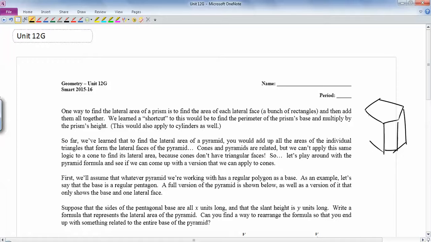Then what you could do is figure out what each of these sides are, and then take this side and multiply by the height to get this rectangle, and then take this side and multiply by the height to get this rectangle, and then this side times the height to get this rectangle, and then you do it with the two rectangles in the back too, and then add them all together.